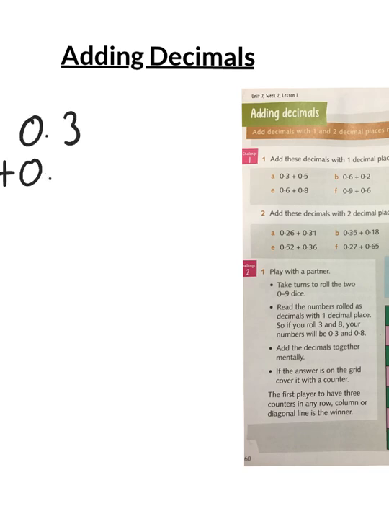Now adding decimals is very much the same as adding whole numbers. It's the same process. All you have to do is remember your decimal point. So 3 and 5 is 8. So the answer is 0.8.